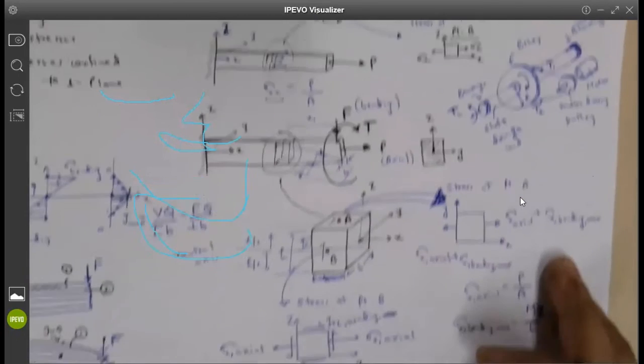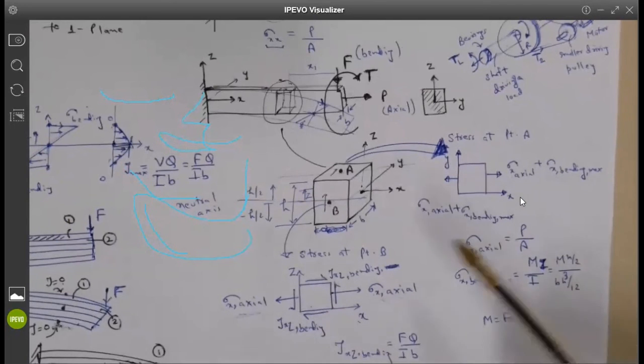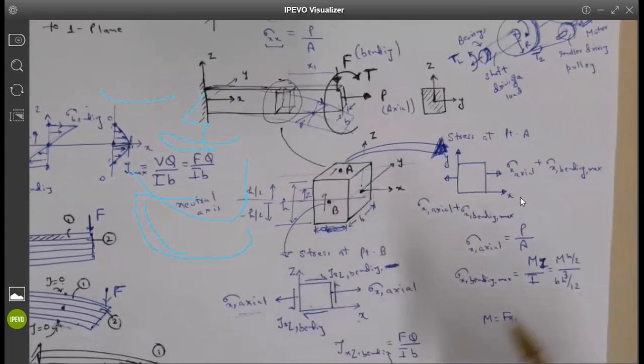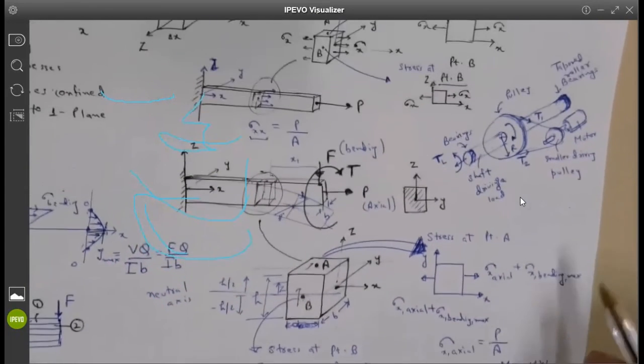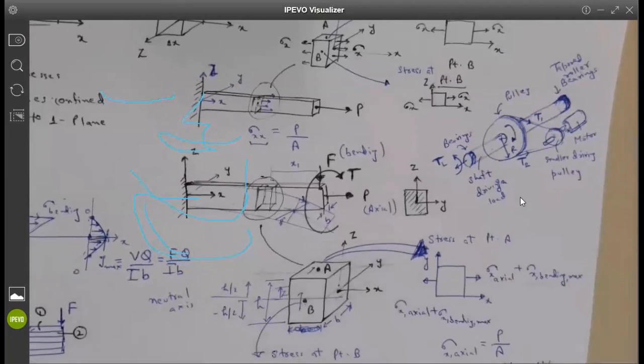Now we have not gone much further beyond representation of stresses. But in the next lecture, we'll see how this representation of the stresses can be converted into a Mohr circle, used to find principal stresses, and from there the failure theories. Then we will come back to this application, where we'll find the minimum diameter of the shaft for a given load application.